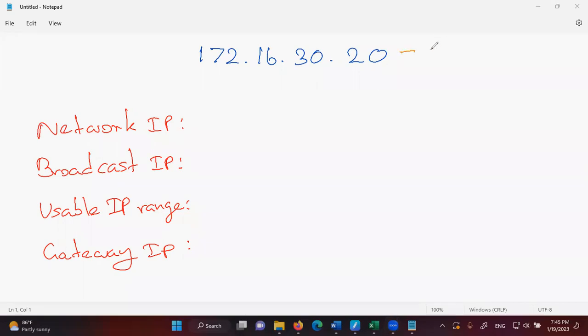This is a class B network, right? A class B network. And subnet mask 255.255.0.0. Then only these two segments belong to the network.